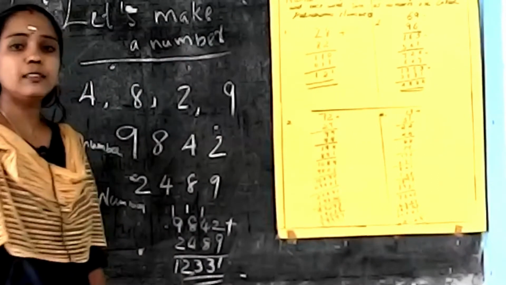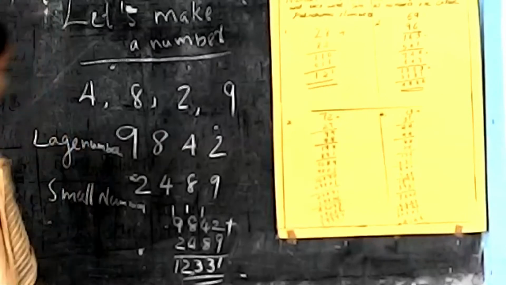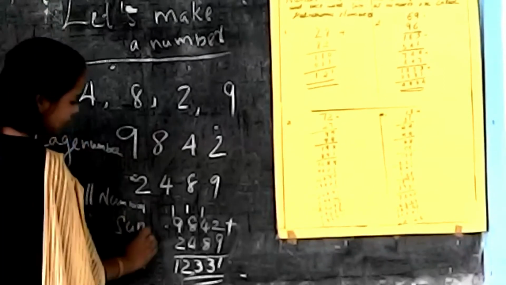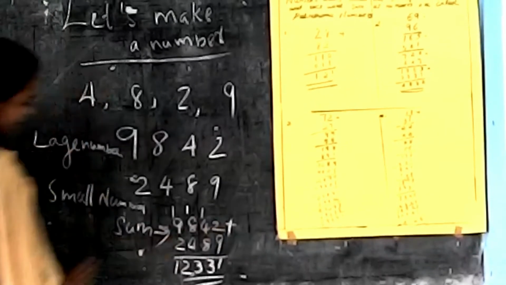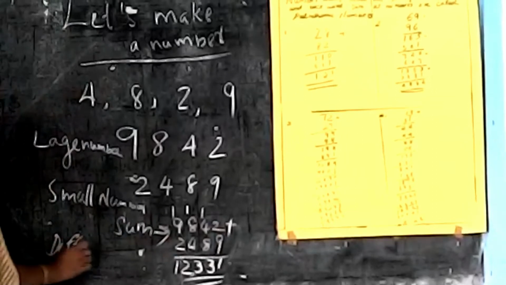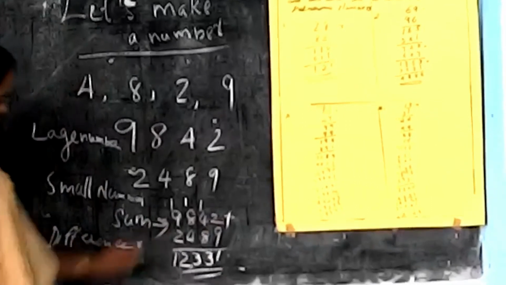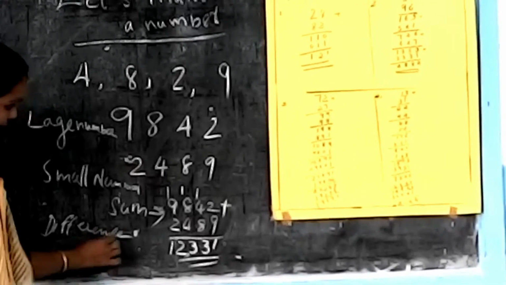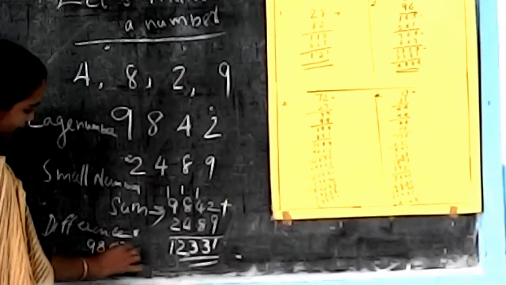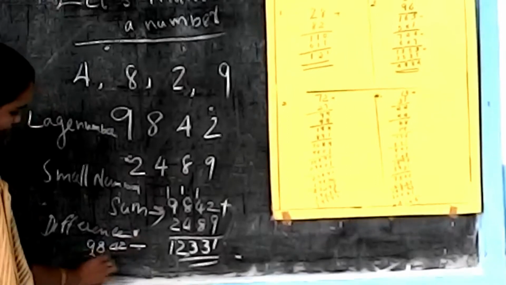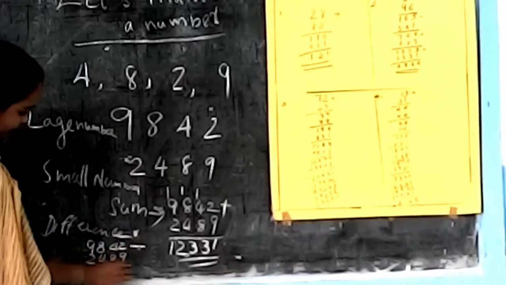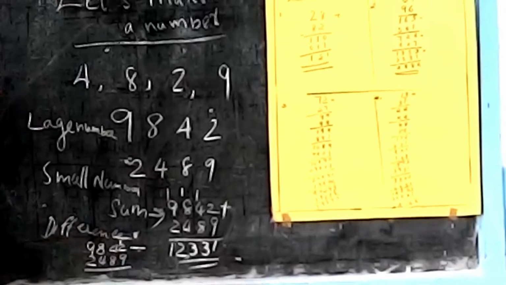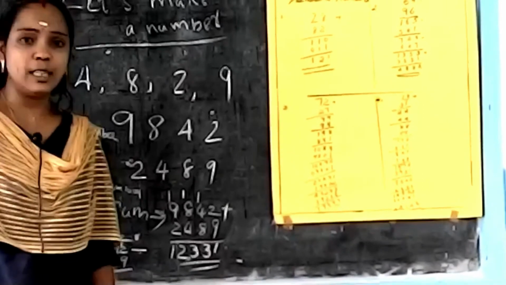Okay, next one. What is the second question? Find out the sum. Now you got the sum. Next one is the difference. Find out the difference. Which number do we write first? 9,842 minus 2,489. How can you borrow in those numbers?